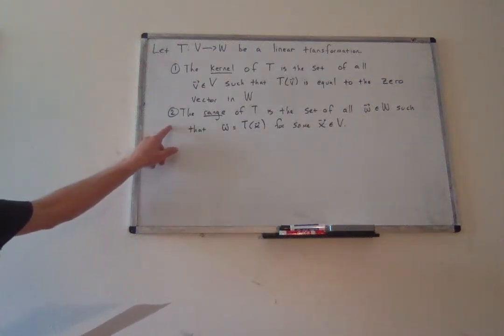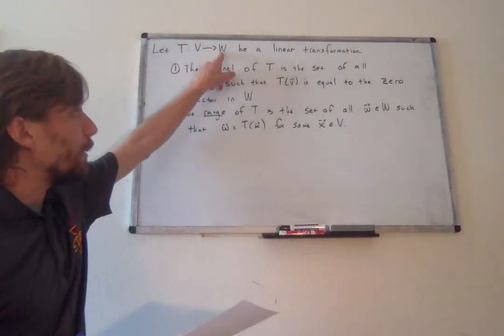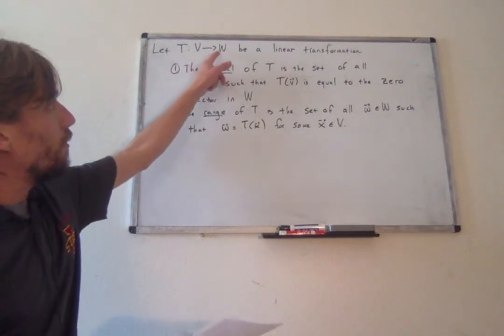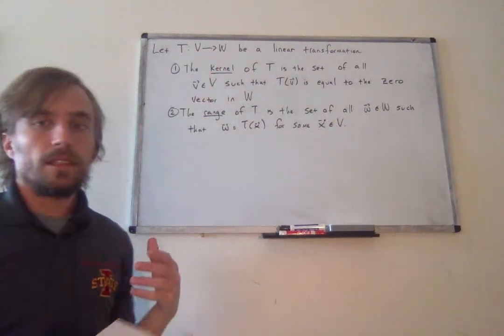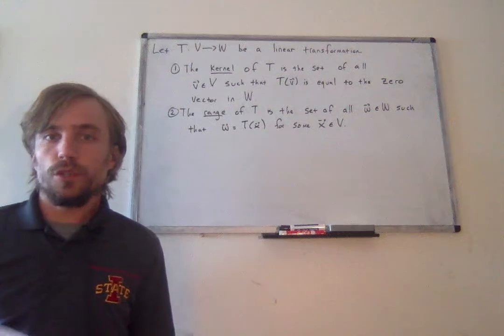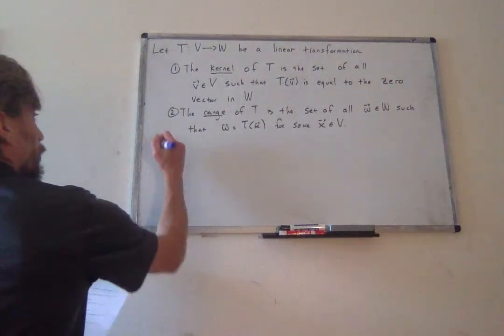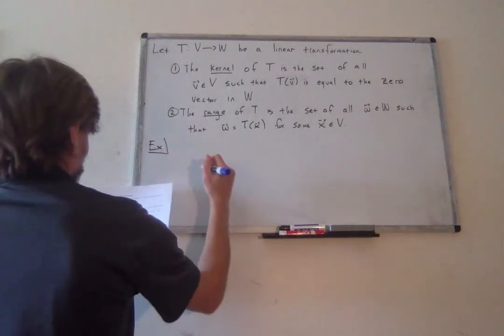So the range is basically just all of the vectors in my codomain W such that this vector gets mapped to from V. So basically, it's just the set of all vectors that get mapped to by T. And as a quick example, I claim we've already seen each of these things before in a specific context.